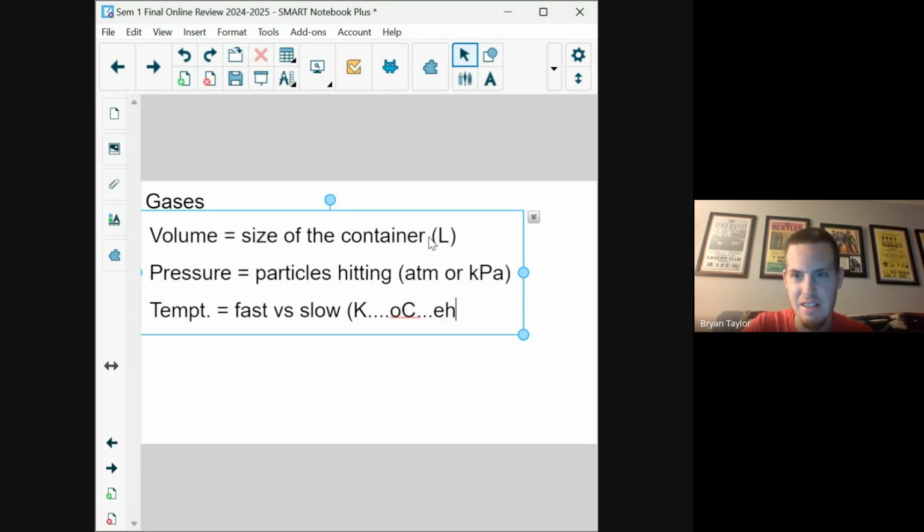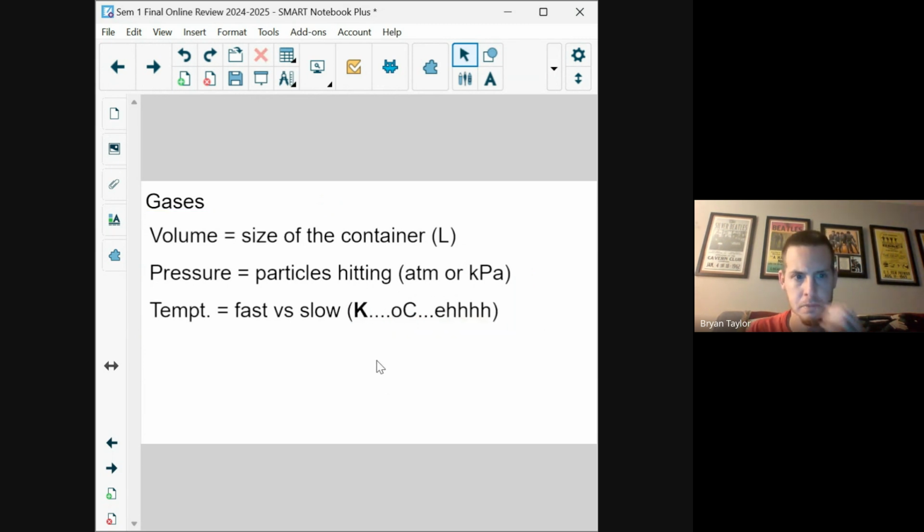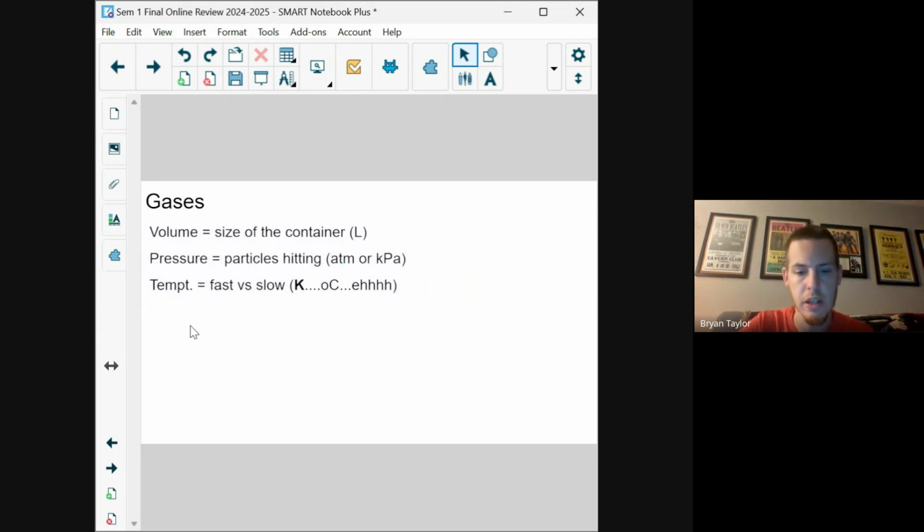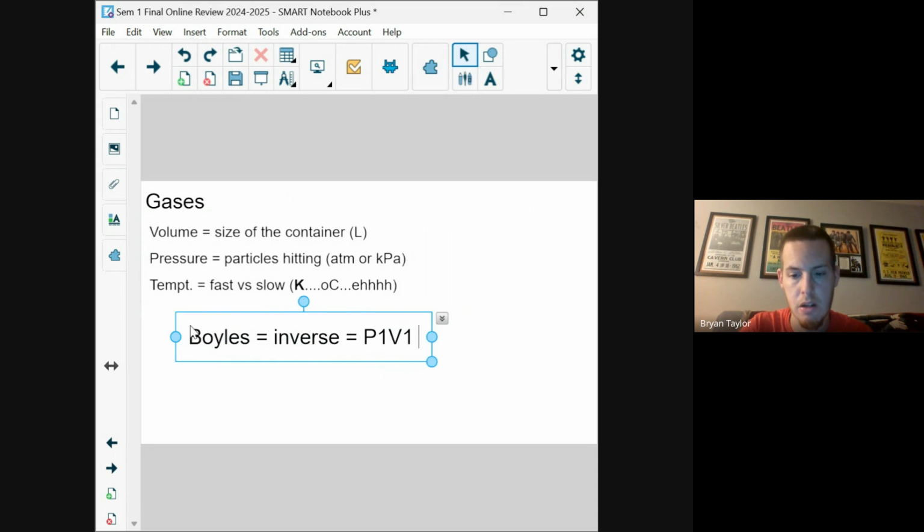Celsius. Sometimes you'll see Celsius. Kelvin's better. And then, really, Boyle's is, again, going to be inverse. So it can be P1V1 equals P2V2. That's actually the math equation. If it's inverse, you're going to multiply, solve for X. So that's actually not too bad.